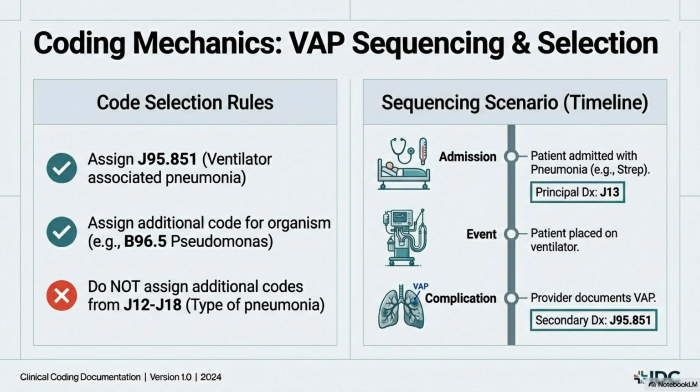You assign J95.851 for VAP. You add an organism code if one is documented, like B96.5 for Pseudomonas. And you do not assign additional pneumonia codes from J12 through J18. If the patient was admitted with pneumonia and later develops VAP, the original pneumonia stays principal, and VAP becomes secondary.